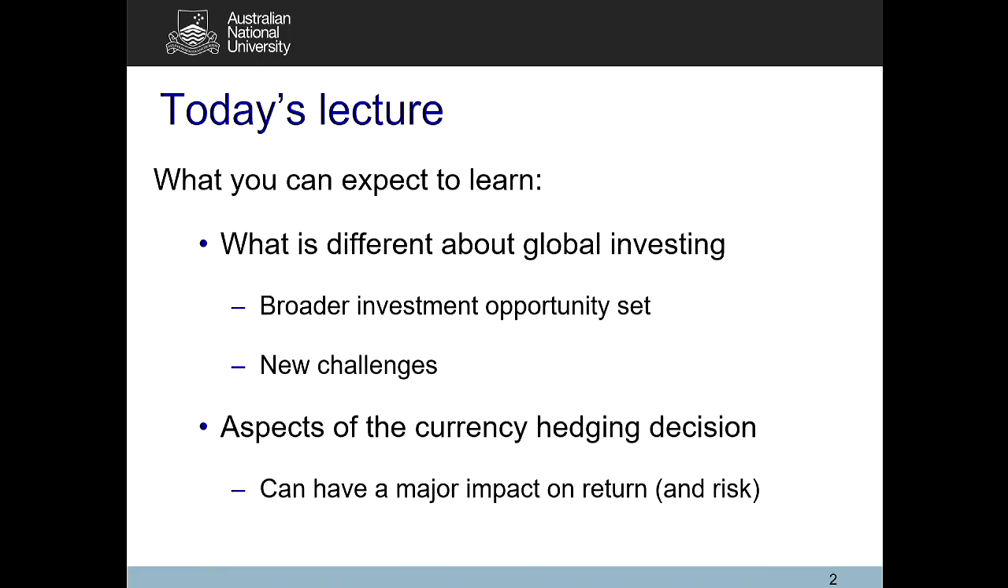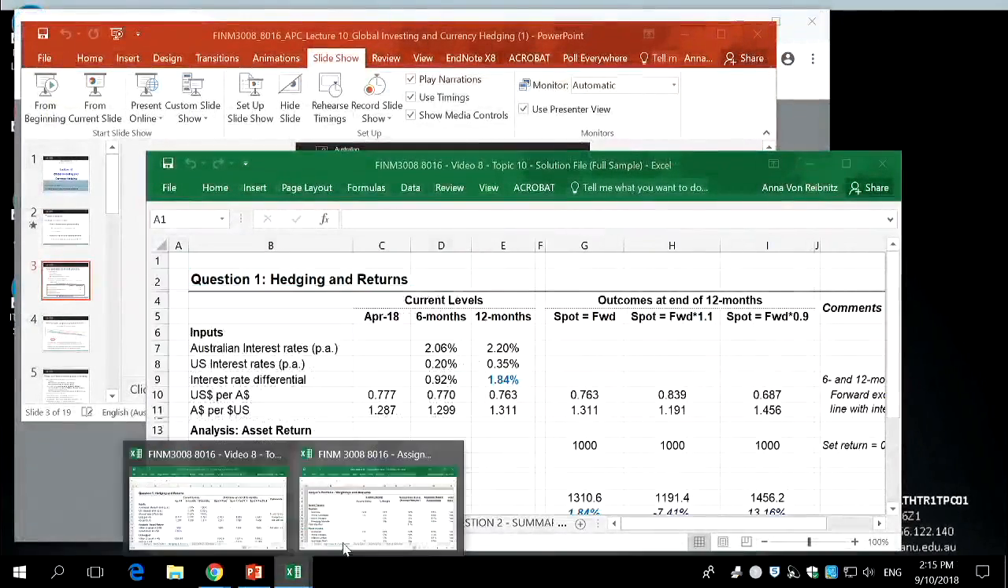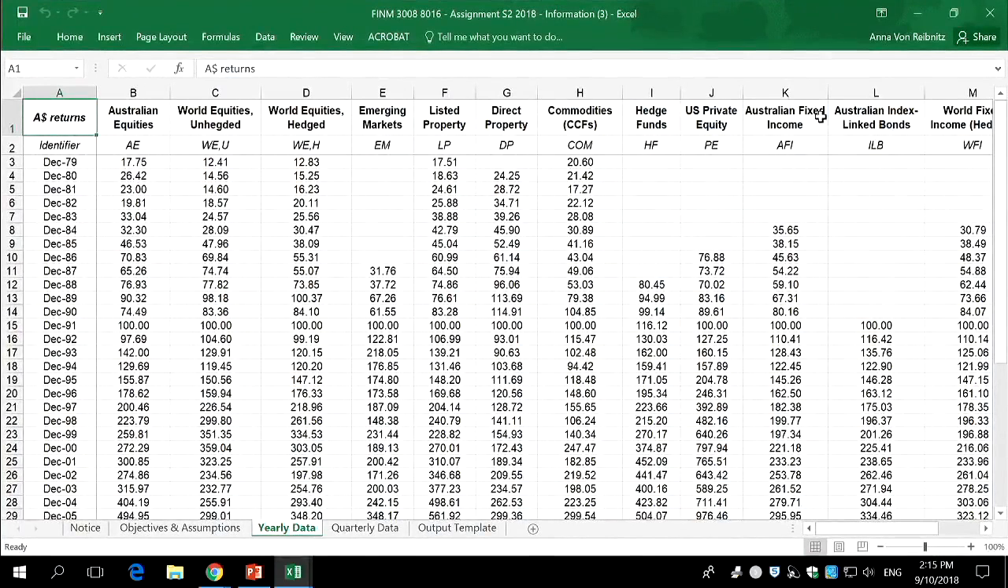All right, so as I said, today we're going to look at what's different when you look global as opposed to just in Australia, and how important the currency hedging decision really is. Before we go into the specifics, just to link what we're talking about to the data, you've actually been implicitly making this decision all the way through the course. Because if you look at equities in particular, what you have in your assignment and in most of your tubes is data for Australian equities, data for world equities where you don't hedge your currency risk. This data is actually for well-developed markets where you don't hedge your currency risk. Then data for world equities where you do hedge your currency risk, and an emerging markets class as well.